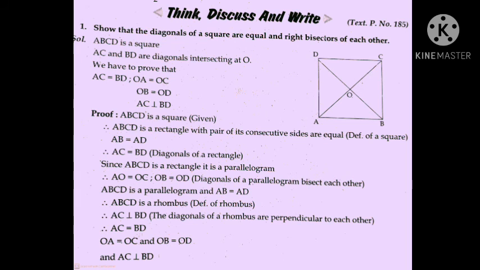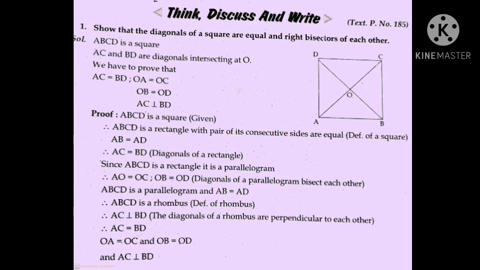Proof. ABCD is a square, that is given in the problem. Therefore, ABCD is a rectangle with a pair of its consecutive sides equal, according to the definition of a square. That implies AB equal to AD. Therefore, AC equal to BD, since diagonals are equal in a rectangle. Since ABCD is a rectangle and also a parallelogram, because every rectangle is a parallelogram, AO equal to OC, OB equal to OD, since diagonals bisect each other in a parallelogram.